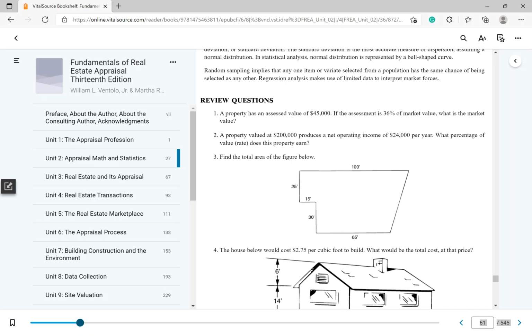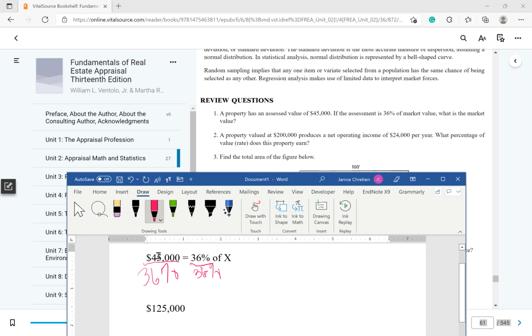So the next one says a property valued at 200,000 produces a net operating income of 24,000 per year. What percentage? So up here we were given the percentage, and we had to determine the amount that was assessed. Here we're going to do the opposite, where we know that we have a $200,000 home and it's producing $24,000 a year in income. So what is that percentage? So we're kind of doing the opposite here.